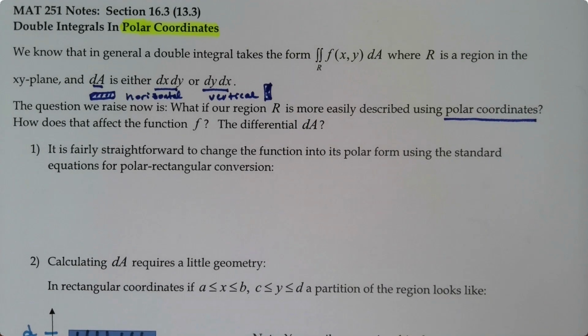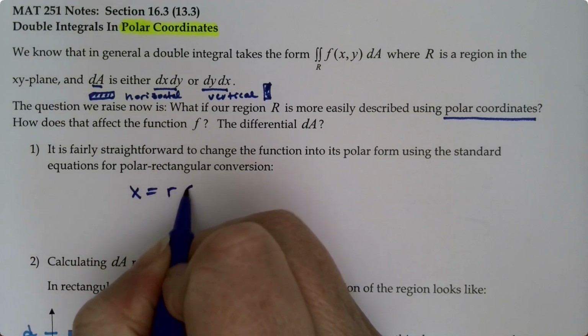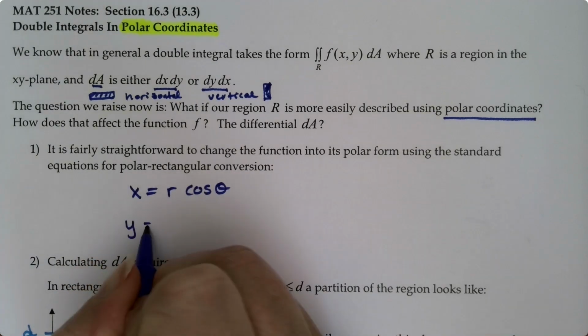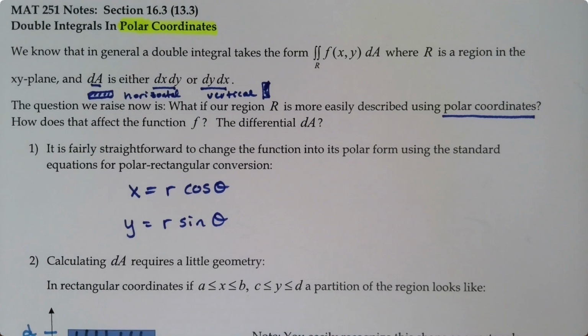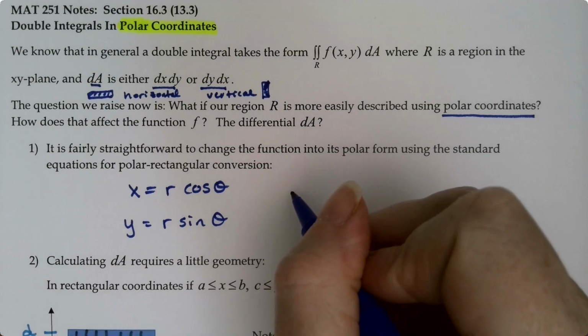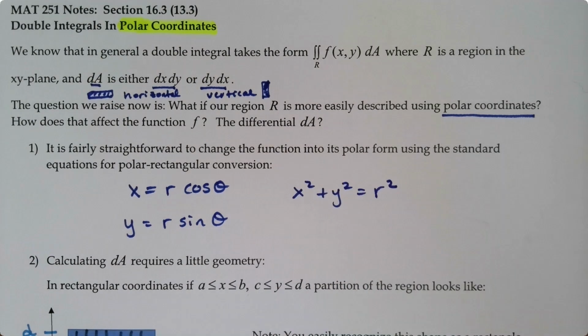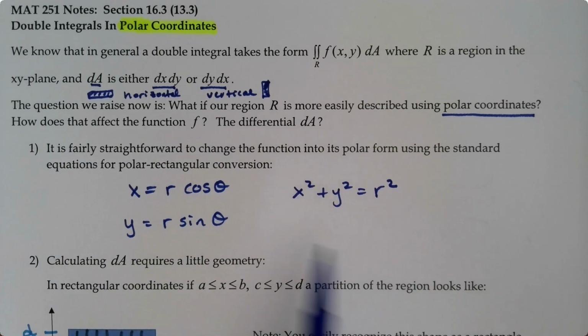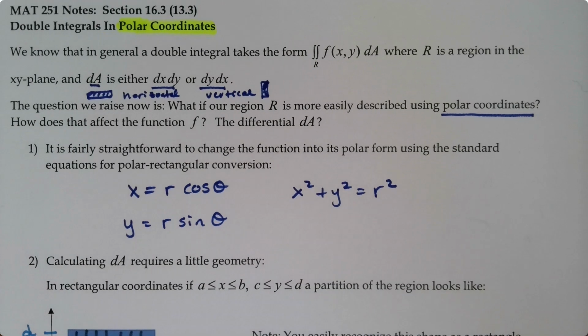All right, so first of all, we know that x equals r cosine theta and y equals r sine theta. We learned that when we learned the polar coordinate system, usually in Calc 2. And then x squared plus y squared equals r squared. So that's fairly straightforward. We know how to convert from a standard function to a polar function. No problem, right? But now what about dA?